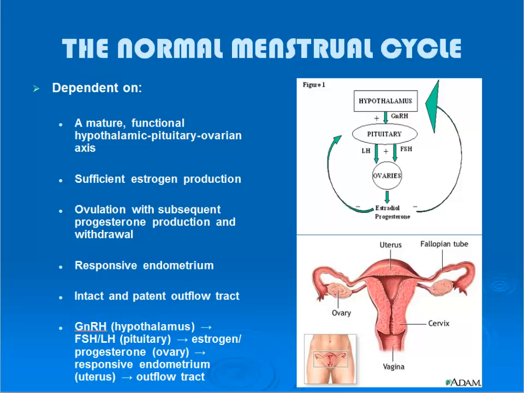You can see that the normal process of the menstrual cycle relies on the proper functioning of the hypothalamus, the pituitary, the ovaries, and the endometrium, and requires an open reproductive tract from the vagina to the cervix, the uterus, and the fallopian tubes. Any abnormalities along this axis, or any obstruction in the reproductive tract, will lead to abnormal menstrual function.